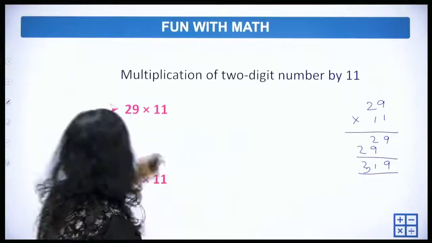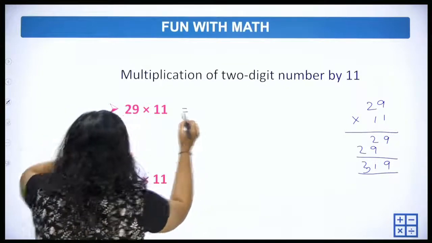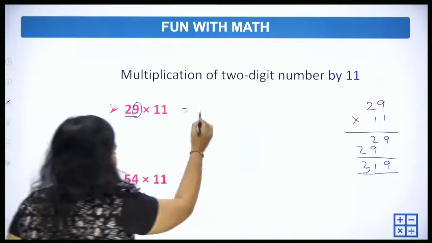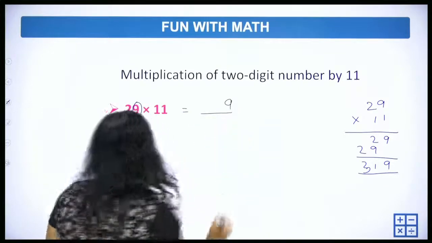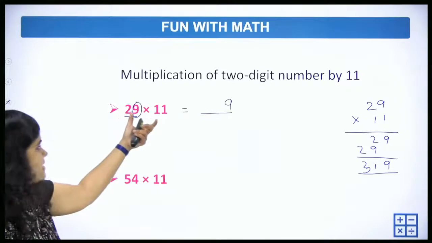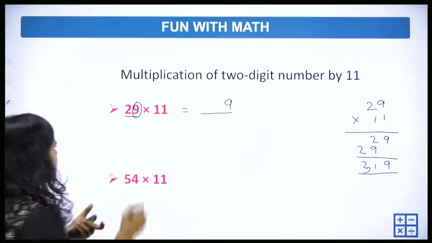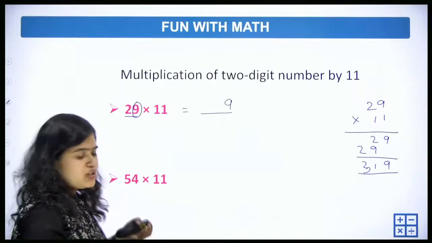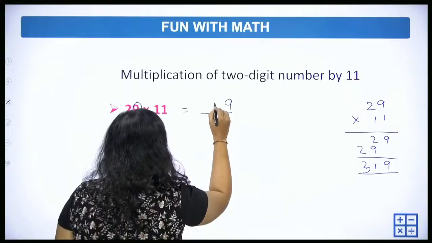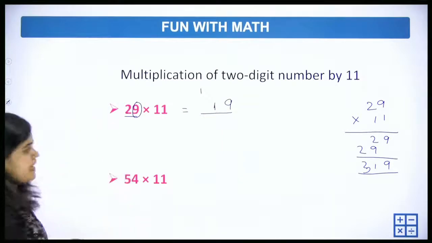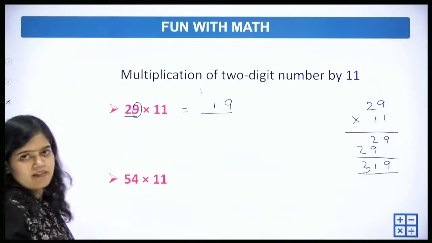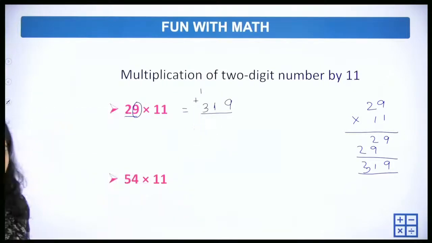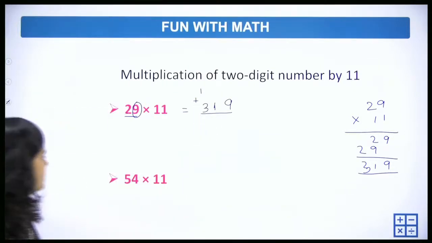How? Whatever the digit is. Now the digit is 29. So whatever the digit in ones place comes in the ones place first. Now in the tens place, what will come? So we get 2 plus 9. What is 2 plus 9? 2 plus 9 is 11. So 1 is written and 1 is carried. Then the tens place digit is 2. So 2 plus 1, 3. Right?